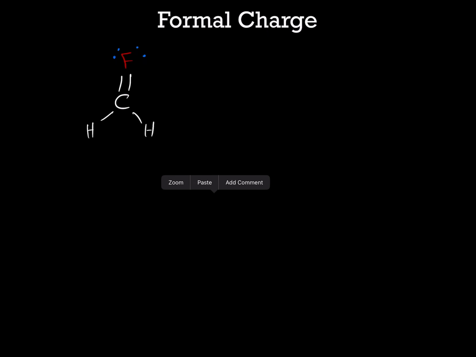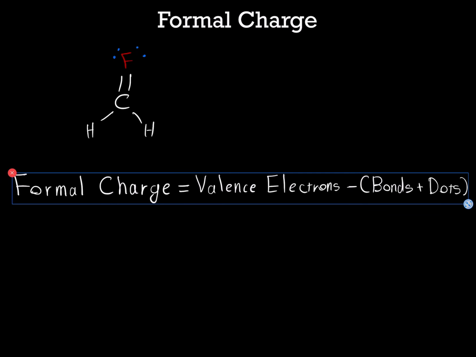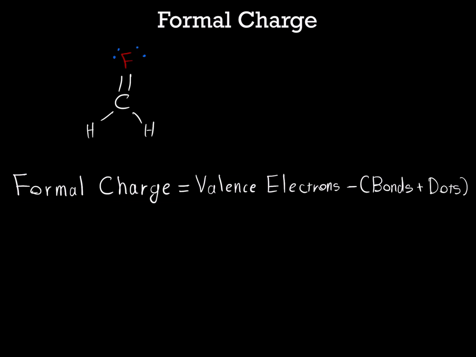In order to calculate this, we need to use an equation, which I've pasted in. So the formal charge equals the number of valence electrons that the element would have in its neutral state minus the number of bonds and dots that it has in this particular structure. So how do we figure out how many valence electrons fluorine has in its neutral state? If you look at the periodic table and look at the group which fluorine is in, you can see that on the top it has 7A. So fluorine is in group 7A. So therefore it has 7 valence electrons.